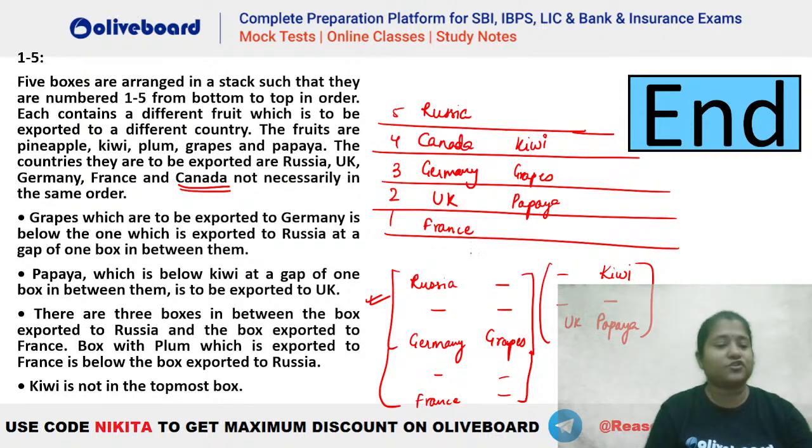And now we are left with two fruits here. What is given about this? Box with plum which is exported to France is below exported to Russia. So you can see plum which is exported to France will be here. And which is the only one remaining? You can say pineapple is remaining here. So this will be your pineapple.